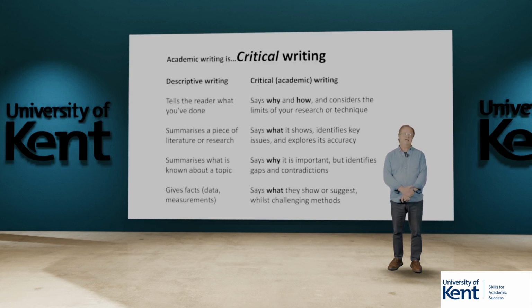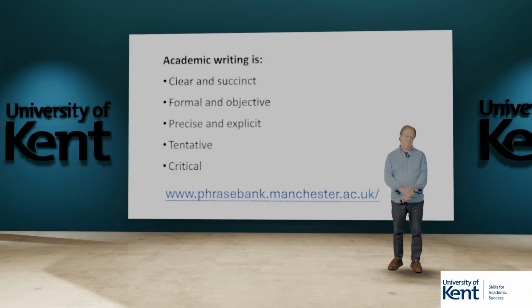Most importantly, academic writing is critical writing, in that whilst it may be easier to describe the concepts, arguments, theories and processes discussed in your essay, your lecturer is most interested in your understanding, analysis and evaluation of them. Demonstrating that critical thinking, even with simple terms such as the author argues convincingly that, lies at the heart of all good academic writing. To sum up, academic writing style is clear, succinct, formal, objective, precise, explicit, tentative, and critical.